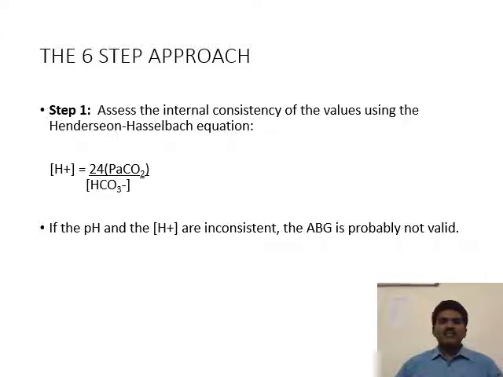It is given by the formula H+ equals 24 times PaCO2 divided by bicarbonate. H+ can be derived from the pH by anti-logarithm, and some ABGs show you directly the measured H+ concentration. This measured H+ concentration should be equal to the calculated hydrogen ion concentration. If this is the case, then your ABG is said to be internally consistent and you can rely upon the values. If the pH and the H+ are inconsistent, the ABG is probably not valid. You might need to repeat it or recheck your equipment.